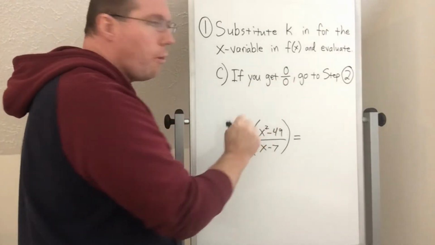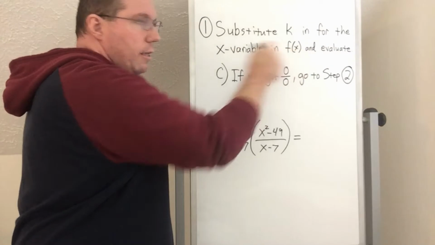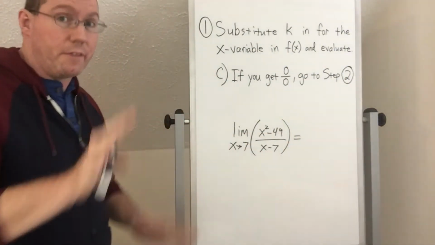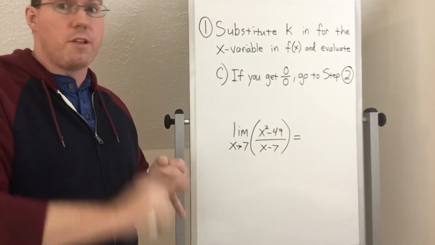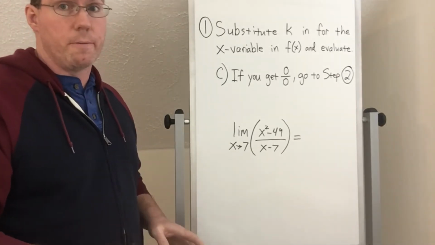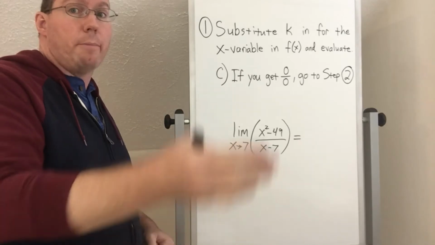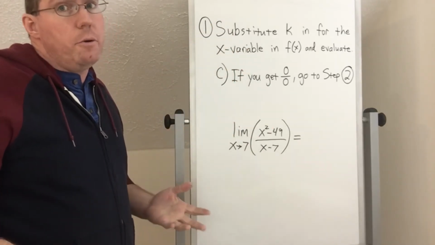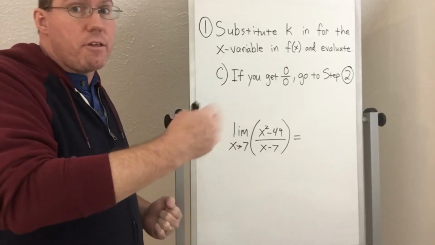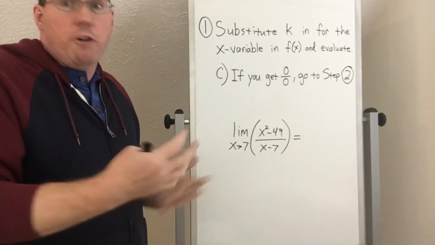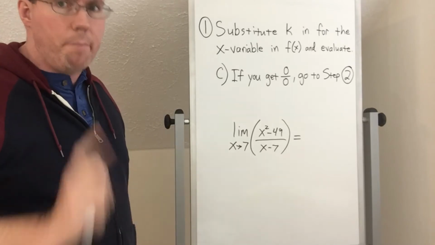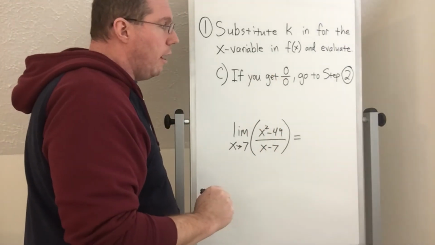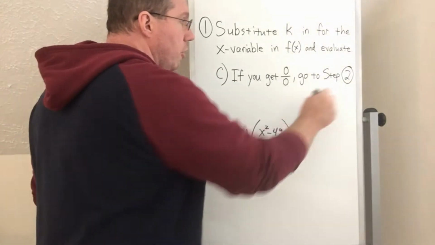If you get 0 over 0 after substituting k in for x in the function, then you're just going to go on to step 2. This is where everything gets fun. This is why we have step 2, step 3, and step 4 in this procedure. If you wind up with option A where you get an answer, you're done. You don't need steps 2, 3, and 4. If you get option B where you get not 0 over 0, there's no limit. You're done. You don't move on to steps 2, 3, and 4. But in the third situation, if you wind up getting 0 over 0 as your output, then you're going to go on to step 2.